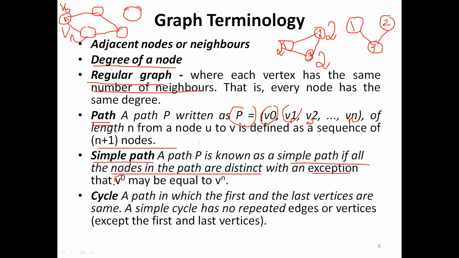The exception case is this: V naught may be equal to Vn. Then cycle. So a cycle is nothing but a loop, a path in which the first and the last vertices are the same. This is forming a cycle, right? All this will be useful in the application.